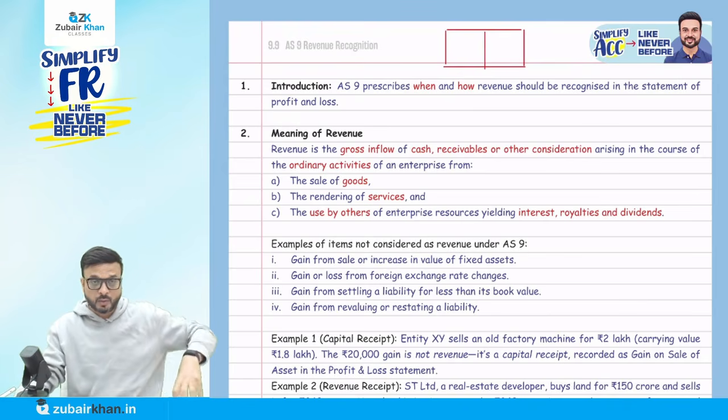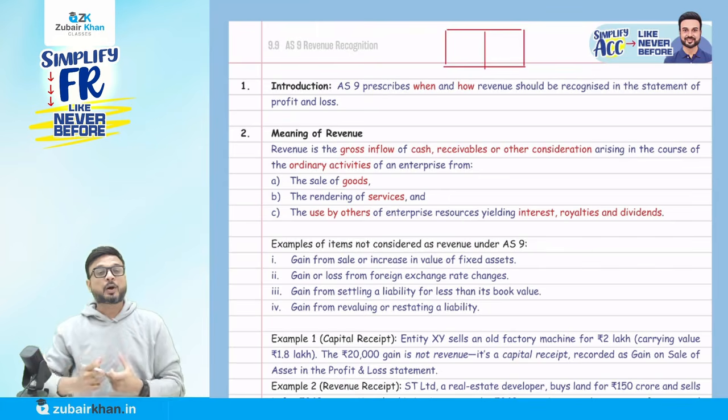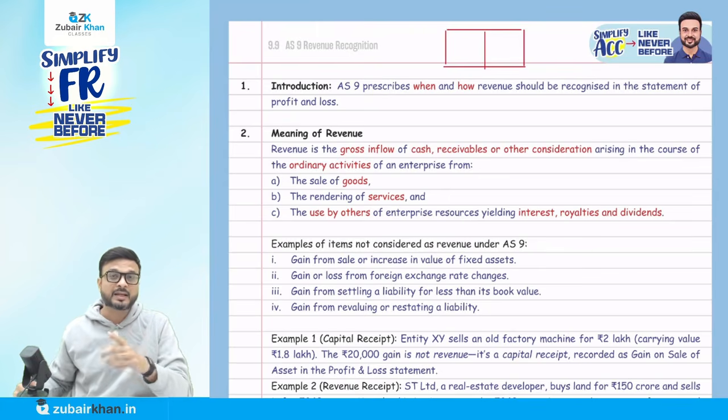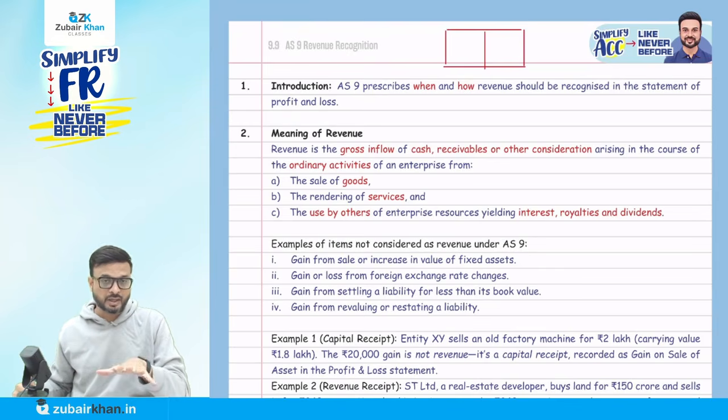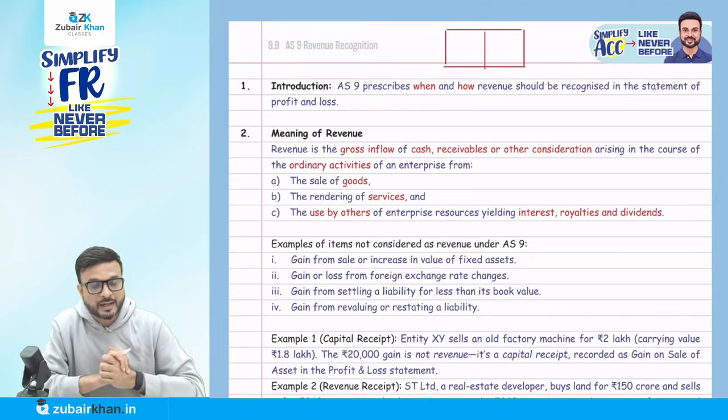For example, AS 12 is a specific accounting standard which talks about how to do the recognition of government grants when we receive them. But AS 9 is a general accounting standard. If something is not covered in another accounting standard, it will come here in Accounting Standard 9.